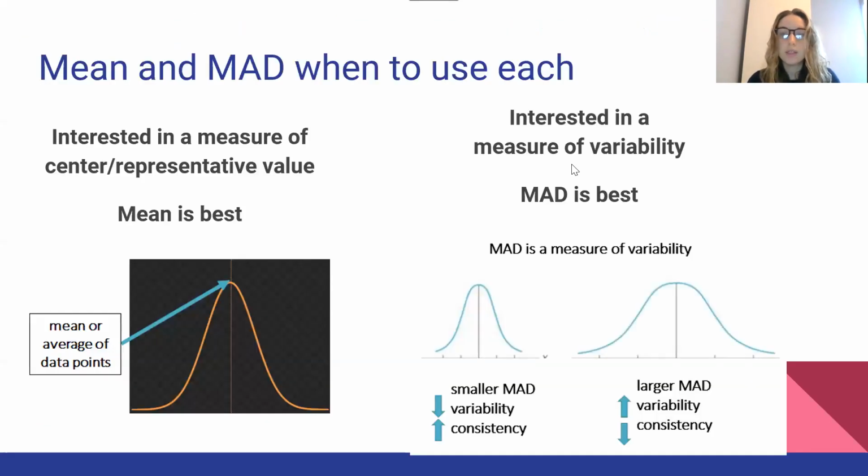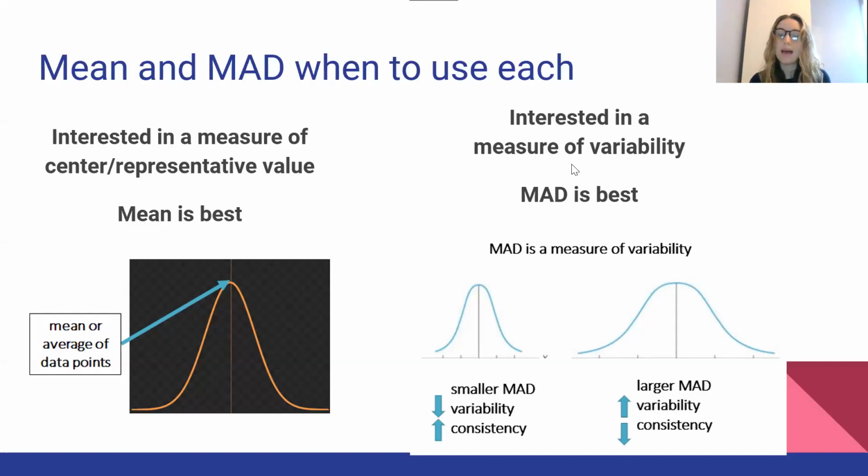So let's talk about when to use each. If you're interested in a measure of center or a value that's representative of a data set, you're going to use mean. Remember that that's the average of all your data points, and that's going to help you for any measure of center. If you're interested in a measure of variability, though, or you're interested in how consistent the data is, you're going to use MAD, because MAD is a measure of variability.